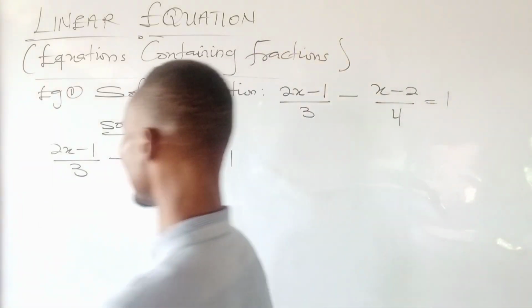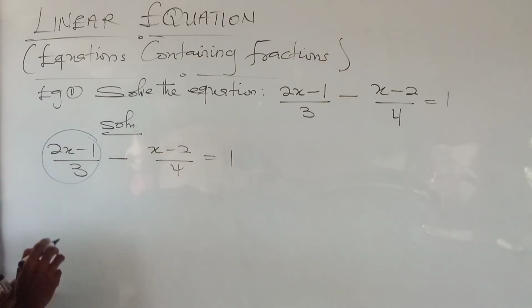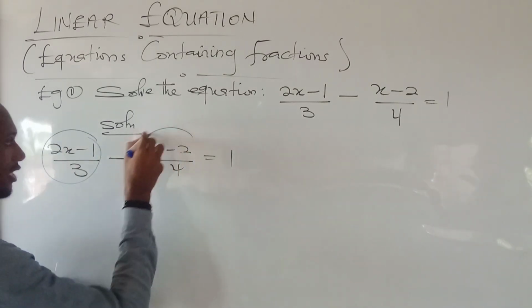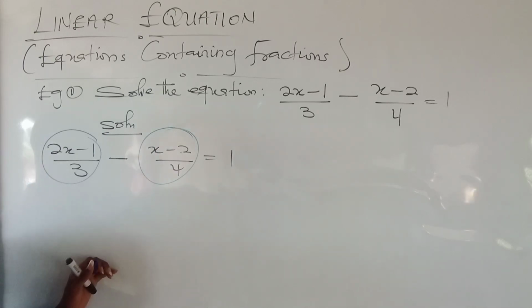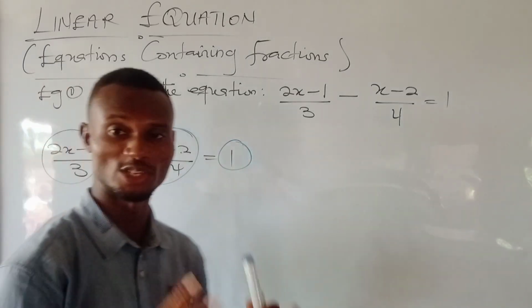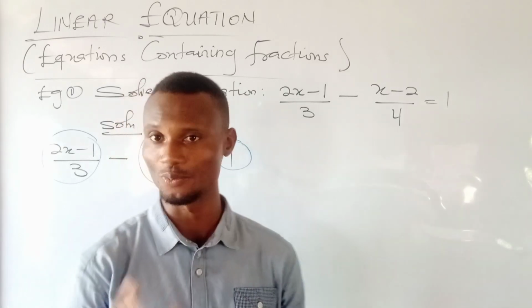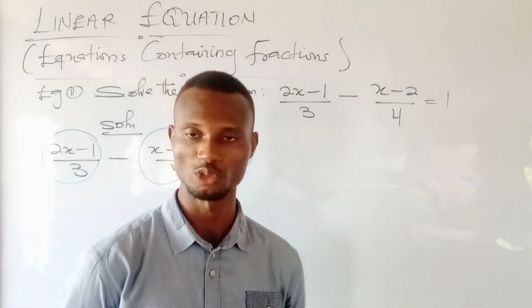So we are going to multiply this term by the LCM, which is 12. Then we are going to multiply this also by the LCM, which is 12, and this also by the LCM, which is 12. So each term by the LCM. Okay, please, I hope the understanding is clear enough. And the LCM is 12. I hope you agree with me. So let's multiply through by the 12.